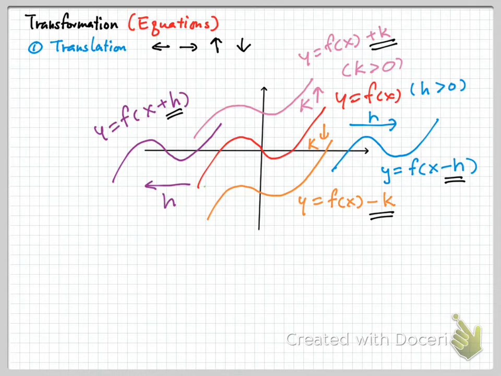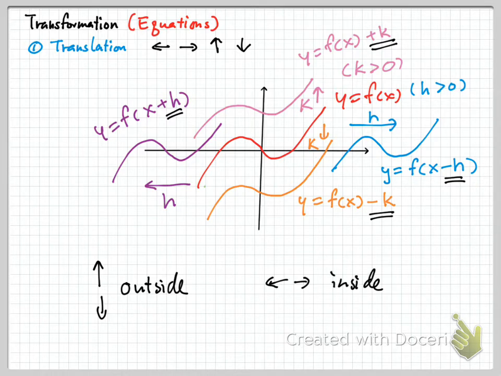This is going to be a recurring theme. Later on, when we have other transformations, if the changes to the graph are made up and down, the changes in the equation are outside the bracket. If the changes to the graph are applied left and right, then the changes in the equation are inside the bracket. Alright, bear this in mind. So up and down is outside the bracket. Left and right is inside the bracket.